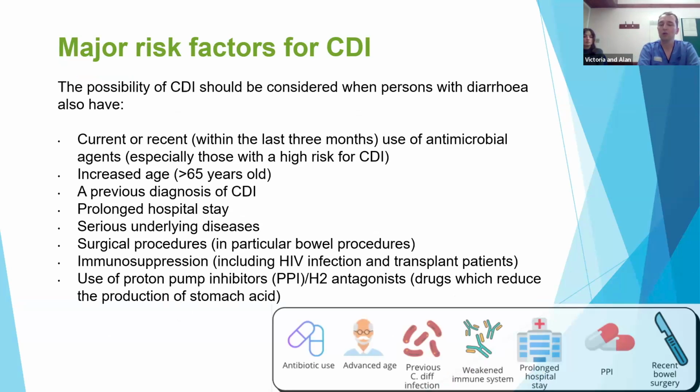There are, and I'll go over a few later on, increased age over 65, a previous diagnosis of CDI, prolonged hospital stays, serious underlying diseases, surgical procedures including bowel procedures, immunosuppression, and use of proton pump inhibitors, as we discussed. So really, not all of the patients, but a lot of the patients within NHS Tayside sort of fit into this risk group, either one or all of these.